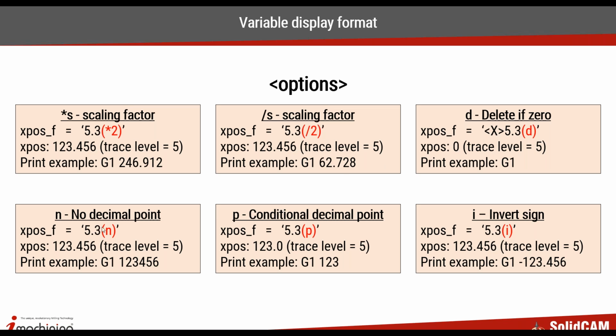So N deletes the decimal point. Like I said, it deletes it. This, I don't know, it can be used in machines that use microns. Conditional decimal point is used somewhere where you want also to save some space, not using the one character space for the decimal point, if you have the zeros after it. But some machines require a decimal point after the value of the coordinate, and invert, like I said, just inverts the sign.